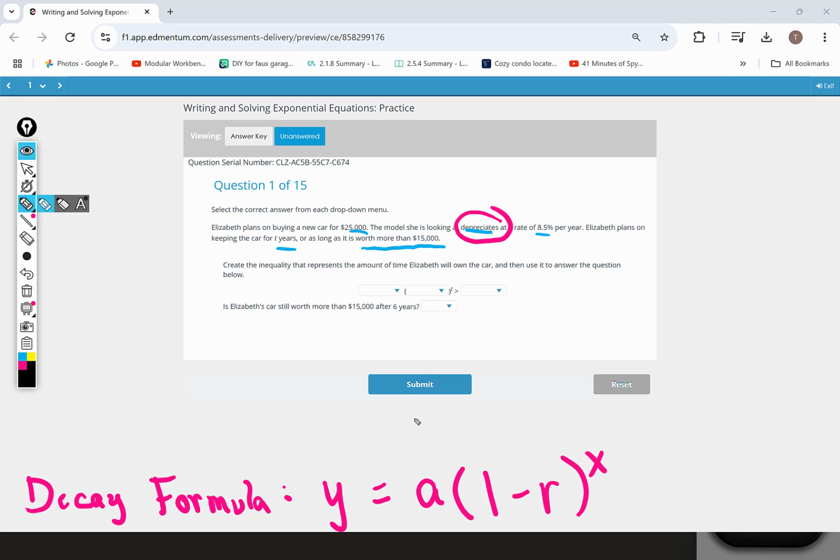In this question, it's not an equation, it's an inequality. So this inequality, it needs to be greater than y. So I'm going to put the y on the right-hand side instead of putting y equal to. Next thing I'm going to do is label what each one of these variables represents.